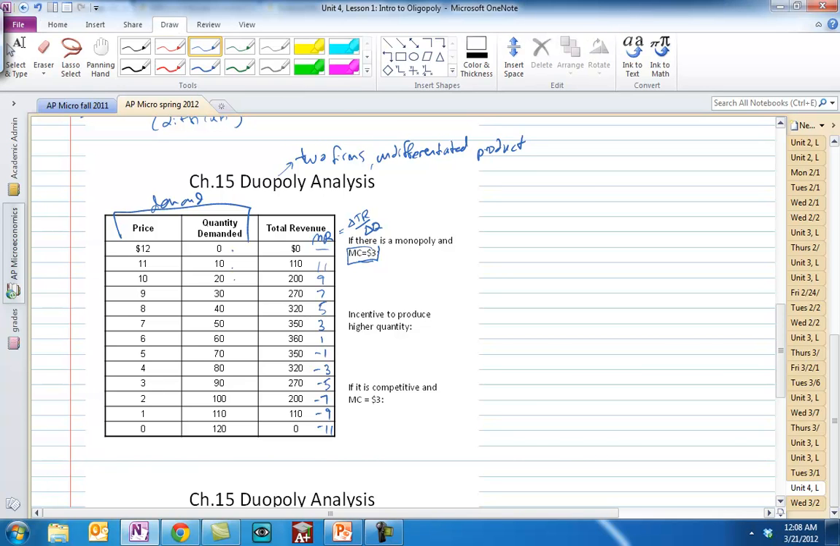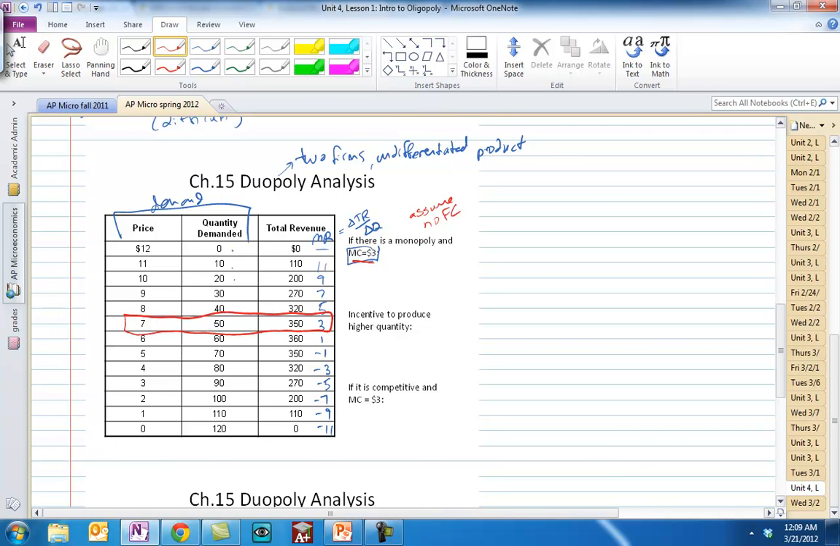From that data, hopefully you can tell the profit maximizing point if this were a monopoly industry and the marginal costs were equal to 3. The monopoly would choose the price of $7. It would sell 50 units, and their total revenue would be $350. Let's assume no fixed cost, and we can find the profit here for a monopoly. And then we'll relate this to a duopoly.